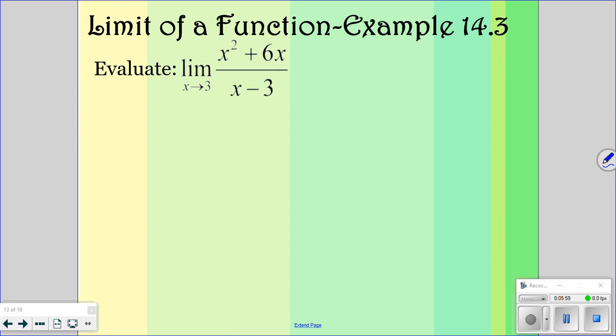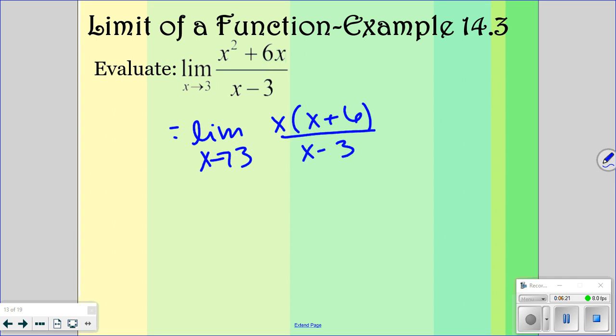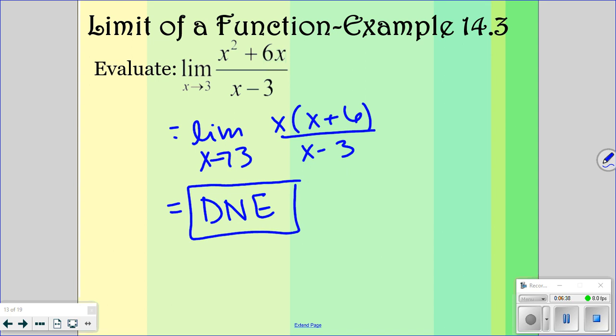Okay, looking at this one. If we try and plug it in, we can't do anything with it because we get a 0. So we try and factor. If we factor it, we can factor out an x, and we have x(x + 6) over (x - 3). Can we cancel anything after we factored it? No. So we already tried to plug it in, it didn't work. We factored it, and we can't simplify it anymore. So this limit does not exist. And so that's your answer.